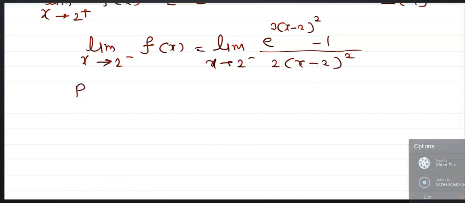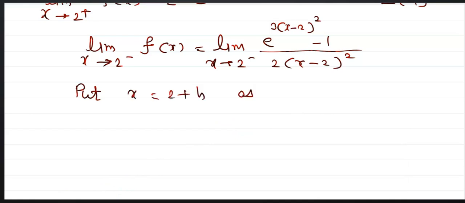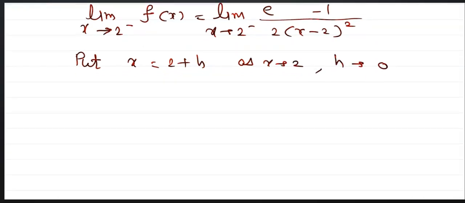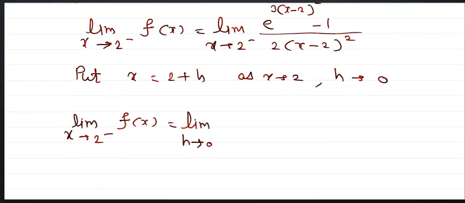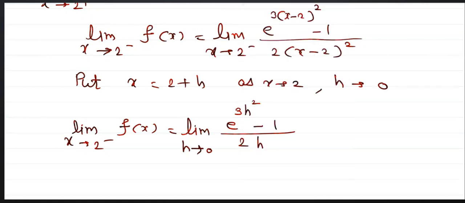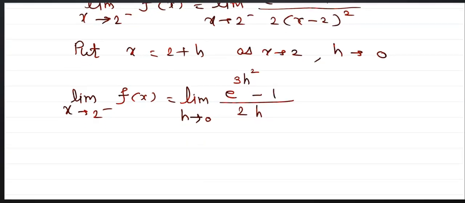Now see this here, we will apply substitution, put x is equals to 2 plus h. या प्रकारचा जेव्हा प्रॉब्लेम येईल प्रत्येकदा मी असं सांगितलंय की x is equals to whatever it tends to, 2 plus h. As x tends to 2, h tends to 0. These are the fixed dialogues for the method of substitution to solve the limit. Therefore, limit x tends to 2 f of x, h tends to 0 e raised to 3h square minus 1 upon 3h square.